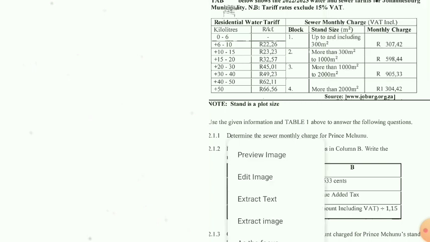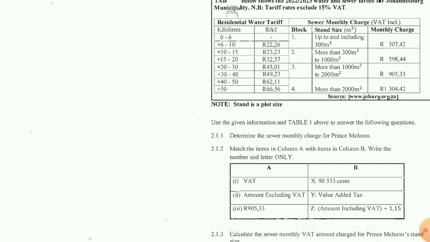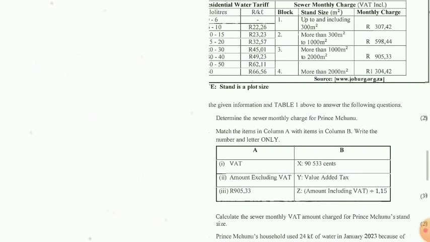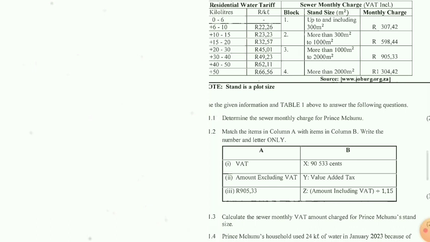It's the one that's 2.1.4 that's actually a bit longer. So this one is a bit straightforward. You just calculate the VAT. Calculate the SUA monthly VAT amount charged for print stand size. So we calculate the VAT. What is the VAT? 15%, guys, and you know that, right?